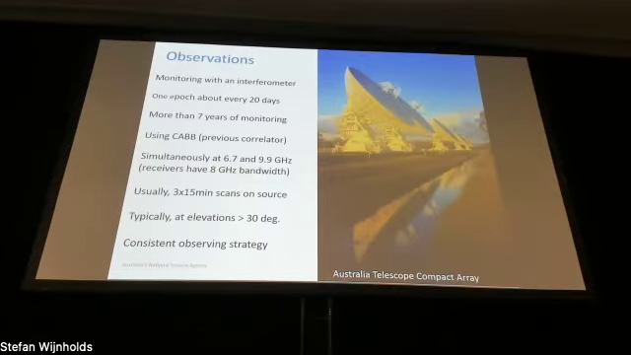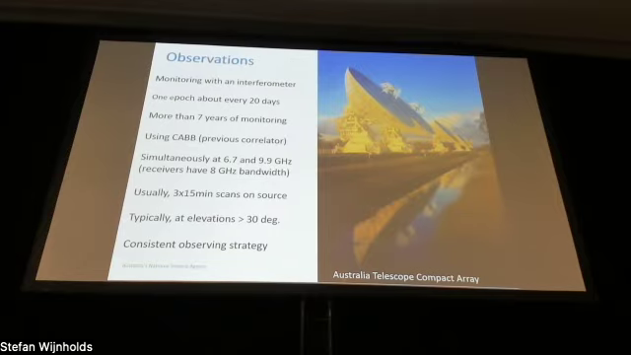So as I mentioned, we could observe 6.7 and 9.9 gigahertz simultaneously because the receivers had 8 gigahertz bandwidth, still have, and with CABB we could digitize 4 gigahertz out of this 8 and put it anywhere within that 8 gigahertz. And typically we observe just in 3 scans of 15 minutes with appropriate calibrations and so on. So care was definitely exercised to get a good data set, not to observe in shocking weather and things like that. But of course, things are never perfect, especially on our side.